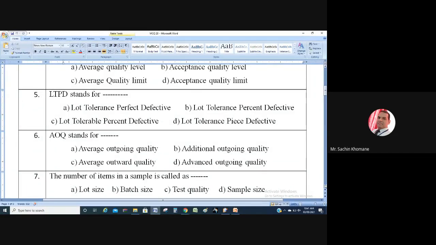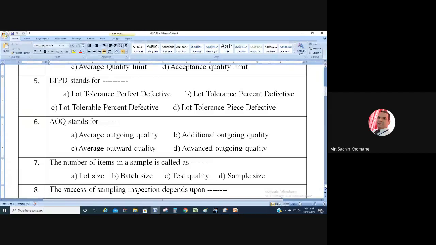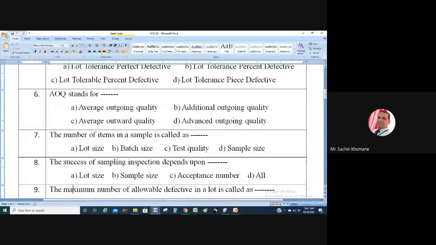Next question, seventh number. The number of items in a sample is called as. Number of items in a sample is called as. What do we call it? Sample size. Okay. Next question. Very simple terminology. Try to understand. These questions were asked in a previous examination, so there may be a chance of such small questions repeating.